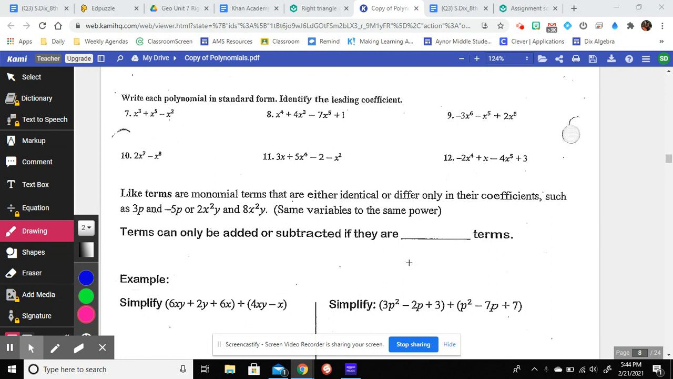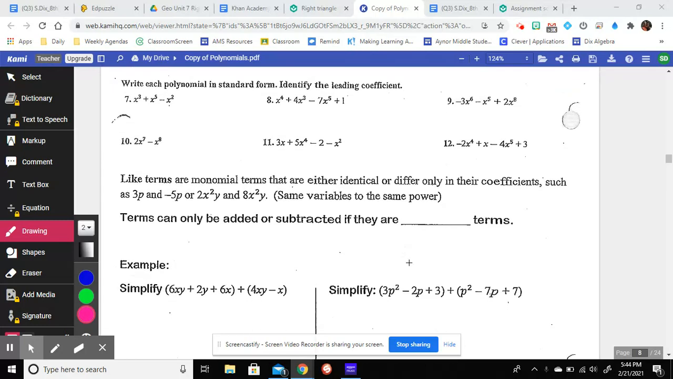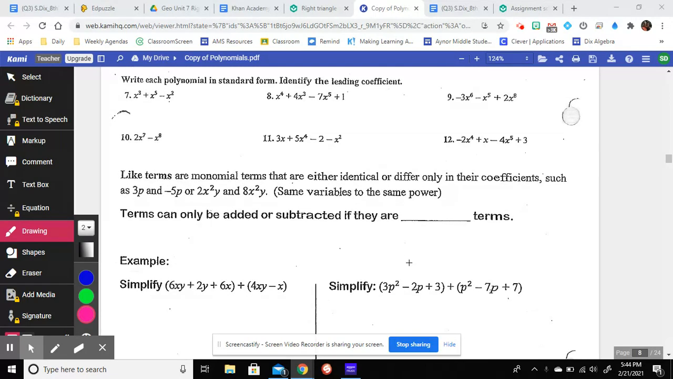I'm looking at a scanned copy from a previous year and it's not the same page. This is what it should be at the top, but we're going down to this section here. It should be on the back of the first page where it's talking about like terms. And like terms is one of the most important parts of today's lesson. If you don't know what like terms are, you're really going to struggle with this. But if you do know what like terms are, it's going to be very easy, especially if you know your integer rules. Now, if you're still struggling with the integer rules, it's going to be a little more difficult.